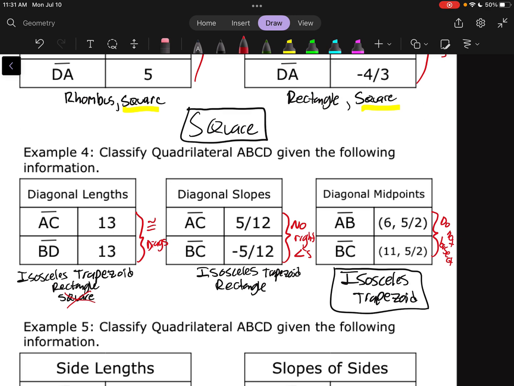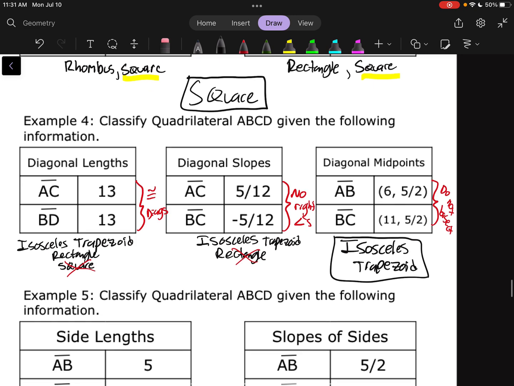So hopefully you can see why we eliminated those options at each step, right? We started off by considering every single one that has congruent diagonals, but then we eliminated the square after we saw that they weren't perpendicular, and we eliminated the rectangle after we saw that they didn't bisect each other.